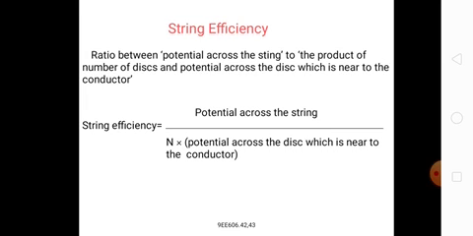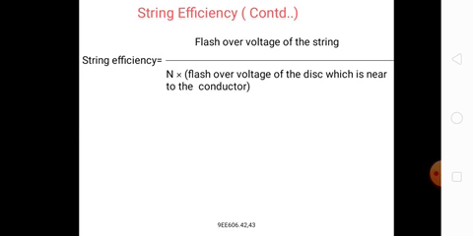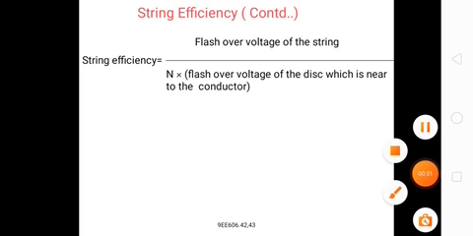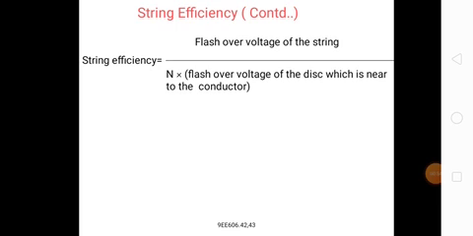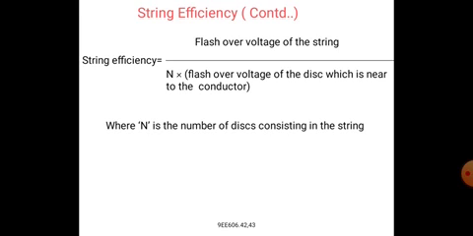That is, string efficiency equals the flashover voltage of the string divided by n times the flashover voltage of the disk which is near to the conductor, where n is the number of disks consisting in the string.